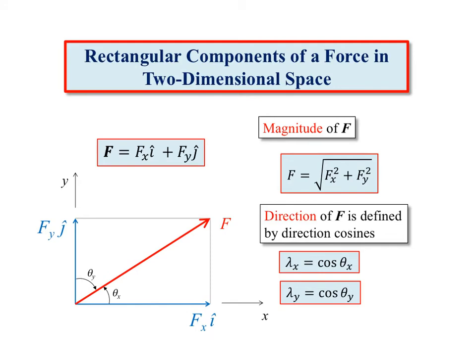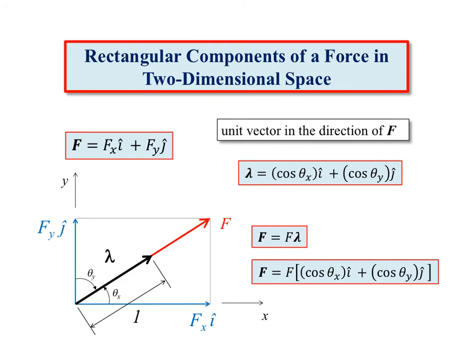Some ideas that are useful, actually more useful in dealing with vectors in three-dimensional space, we can identify in two-dimensional space, and that's the idea of what we call the direction cosines of the line of action of a force. So the direction cosines of our force F here, we define those as lambda x and lambda y, and that's just the cosine of theta x is lambda x, and the cosine of theta y is lambda y.